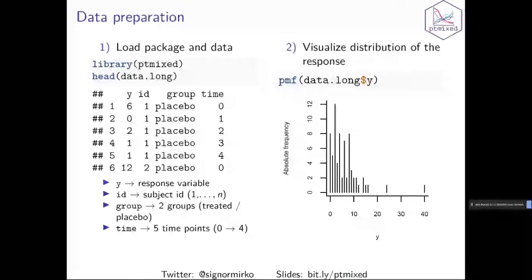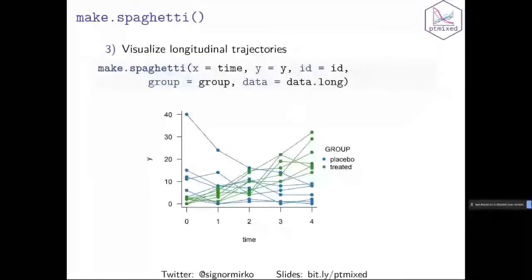And the next step is to visualize the trajectory of the response over time and across groups. And we can do that using the make spaghetti function. This function automates the passages needed to produce a so-called spaghetti plot in R. And as you can see, it is pretty easy to use because you only need to specify what your X, Y, ID, group, and data are.